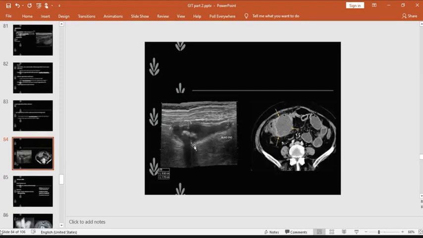This is a hyperechoic structure with acoustic shadowing, indicating appendicolith, and there is inflammation of the appendix with collections around the appendix.